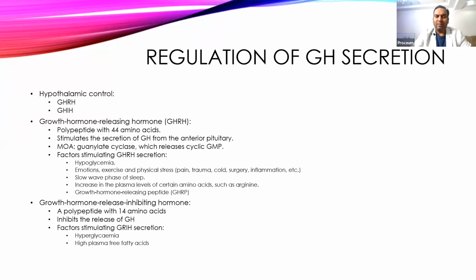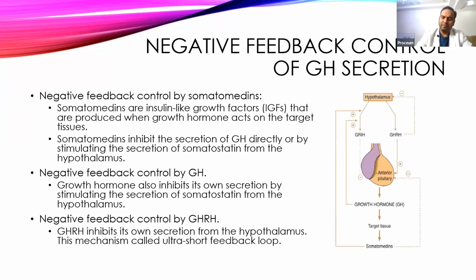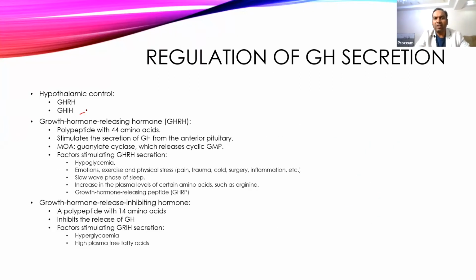So, it's regulated at various levels. One is the hypothalamic level, by releasing GHRH and GHIH. GHRH will increase the production of the growth hormone. These are hormones secreted by the hypothalamus, and it is a polypeptide which contains 44 amino acids. As you go to the higher level of the hormone, the length of the peptide chain keeps on decreasing. It acts directly on the acidophilic cells and increases secretion of the growth hormone by those acidophilic cells.